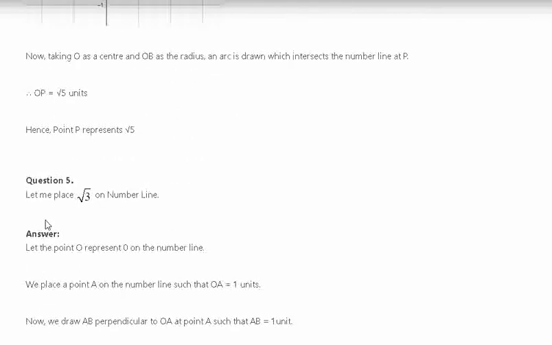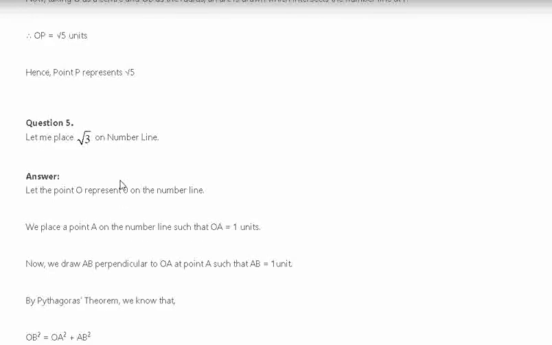Same as before, let me place root 3 on the number line. So here we just imagine a number line. Okay, this is a number line, very straight. And the 0 should be O. Let point O represent 0 on the number line. The first one on the number line is 0, and 0 here represents O.